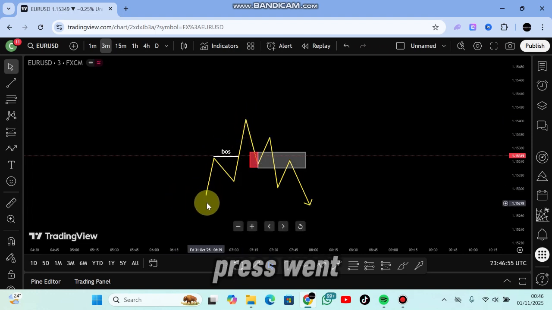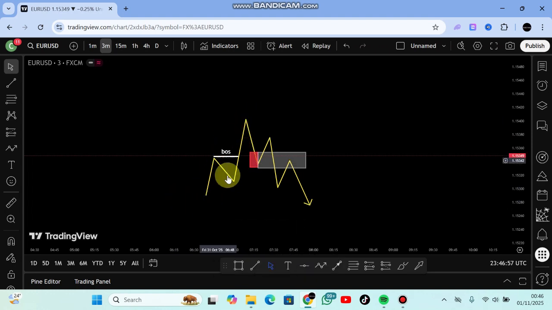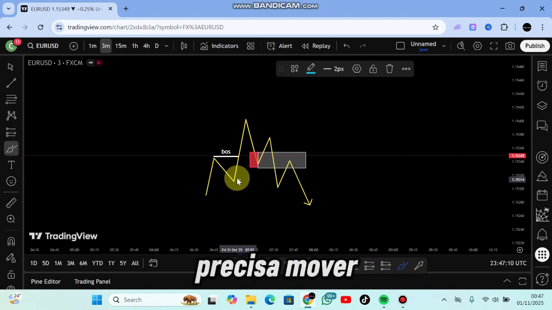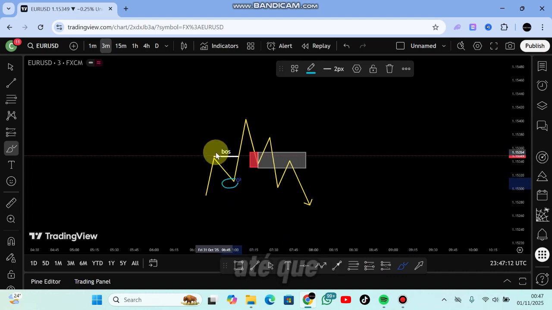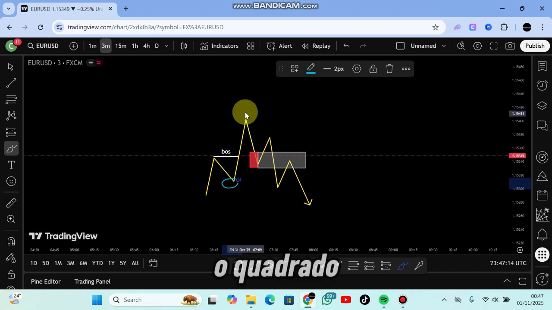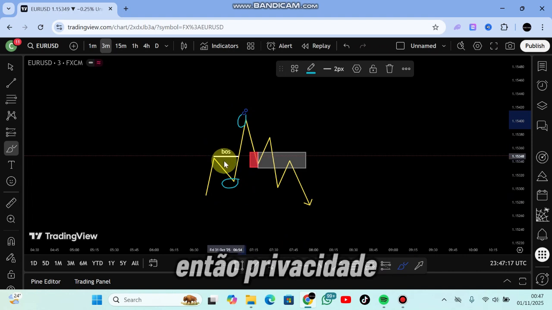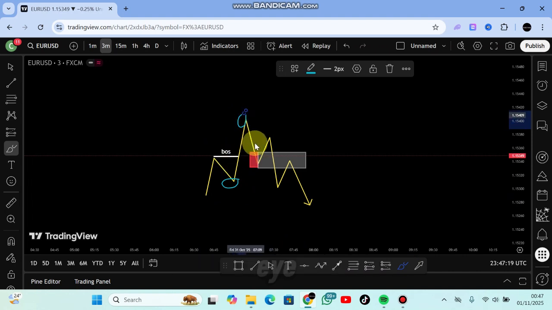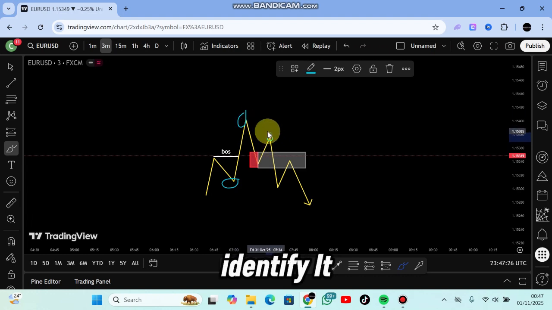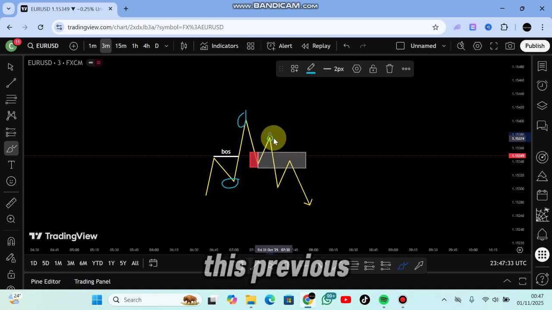So you can see price went to create this high, then retraced to create this lower high at this particular place. Then it retraced to create this low. Then price went up to create this particular high and broke structure to the upside. Then price retraces but creates another high, but this particular high is unable to take the other high. So when you are trying to identify a mitigation block, this high that is created should not be able to take this previous high.